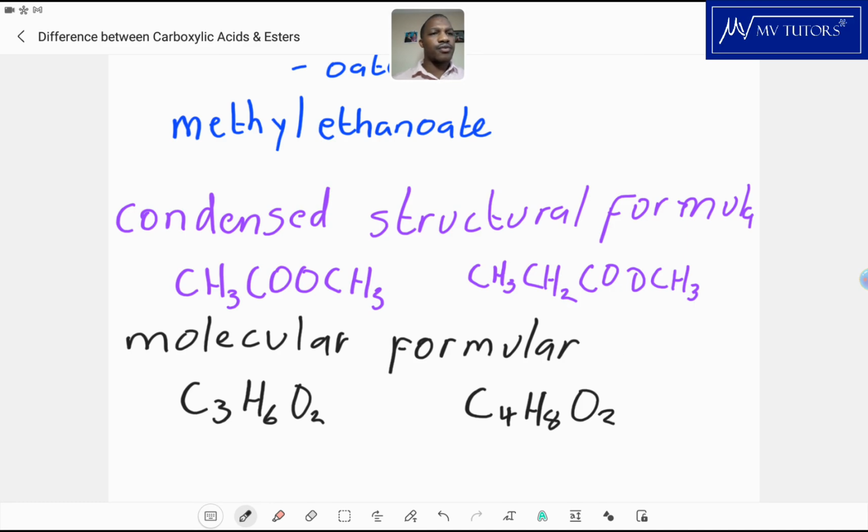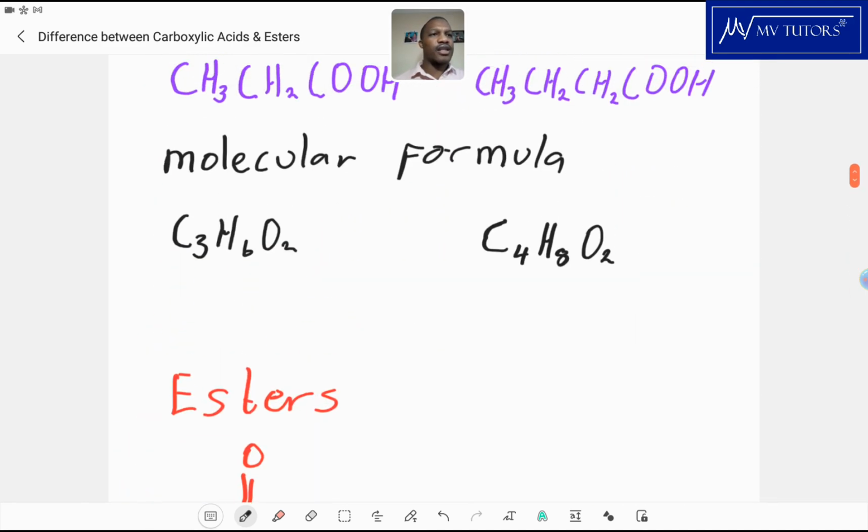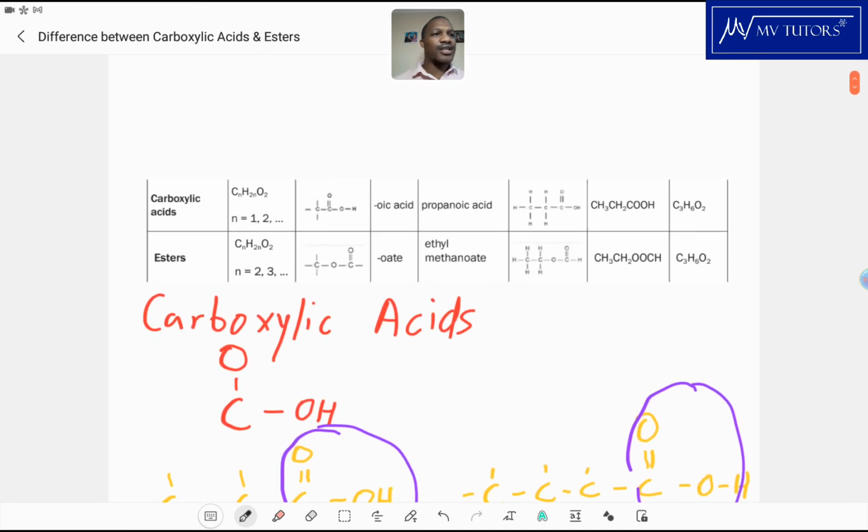We've got 2. Now, if you look at the molecular formulas, they are basically the same, okay, of an ester and a carboxylic acid. The difference is just where the functional group is. Once the functional group is in the middle, it's an ester. Once the functional group is at the end, it's a carboxylic acid.